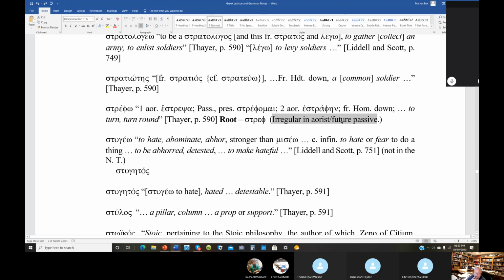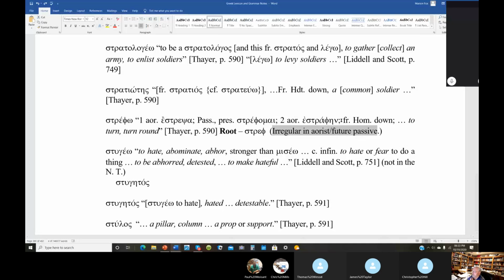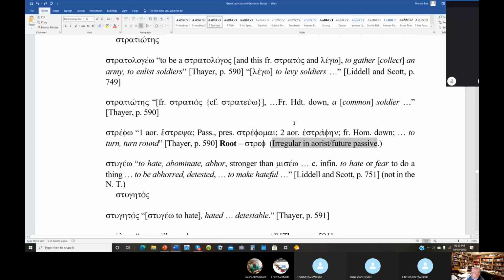Does anyone know why it would be irregular in the future passive if it's irregular in the aorist passive? Because they're built off the same form. So if it's irregular in the aorist, it's going to be irregular in the future. Does that make sense? They're built off the same form. All right, so I've got it labeled here for you.